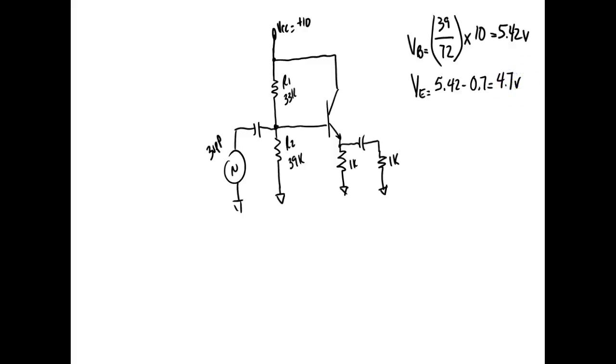Okay. What else does it want us to calculate? IE. So IE would be equal to 4.7 divided by 1K, which would be 4.7 milliamps. I like that.